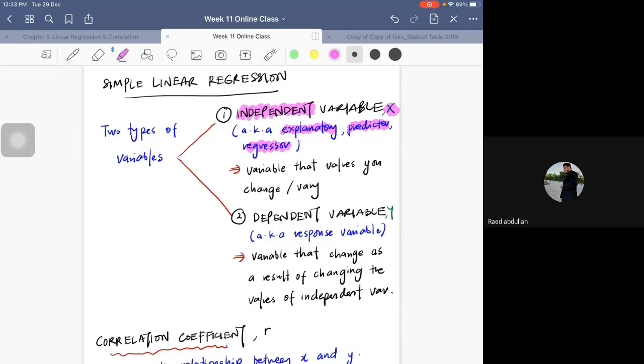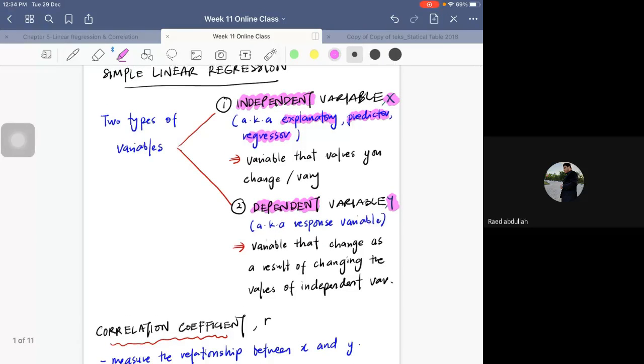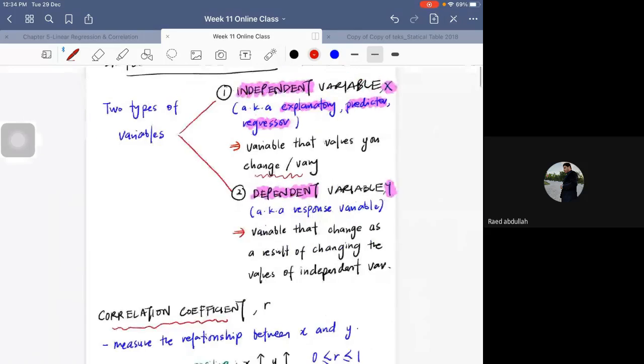And the other variable is called the dependent variable, or also known as the response variable. The symbol that we use to represent the dependent variable is y. What is the difference between the independent and dependent variable? The independent variable is what we change the value of. When we do an experiment, we change the value, and that is the independent variable. And the dependent variable is the value that results from changing the independent variable. So basically it's going to be the result.